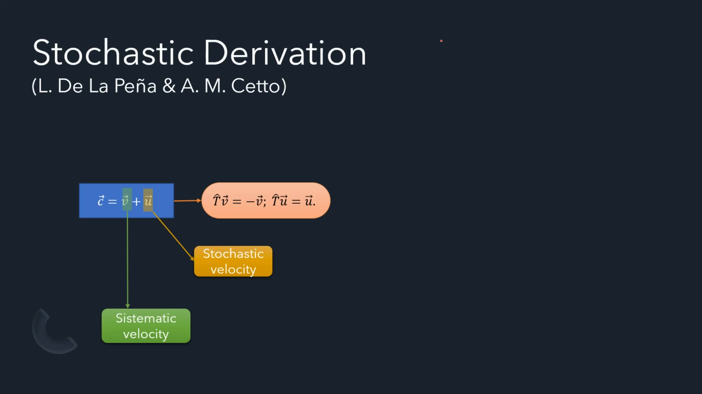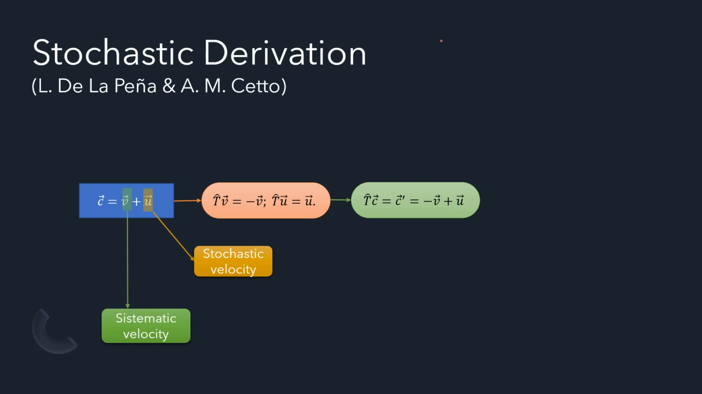So the first thing we do is to ask how these two velocities change with respect to the time inversion operator, which is t. We know that the systematic velocity has to change its sign when we invert the sign of the time, but the stochastic velocity we expect preserves its sign, because if you have a stochastic behavior, it doesn't matter if you go with the time in positive or negative directions. So if we do that, we can apply the operator t to the velocity c.